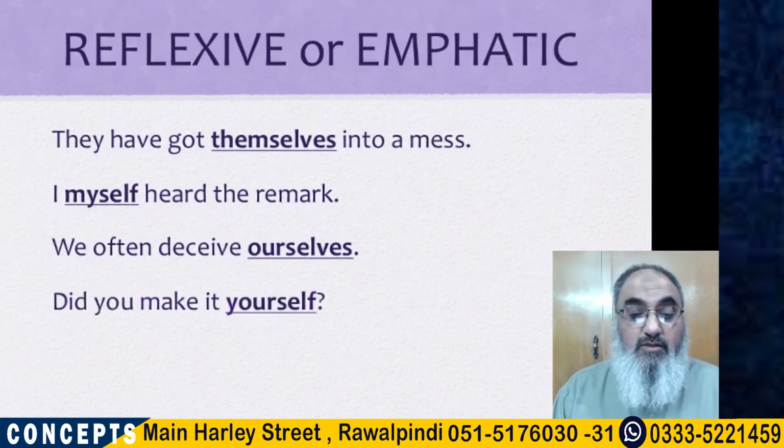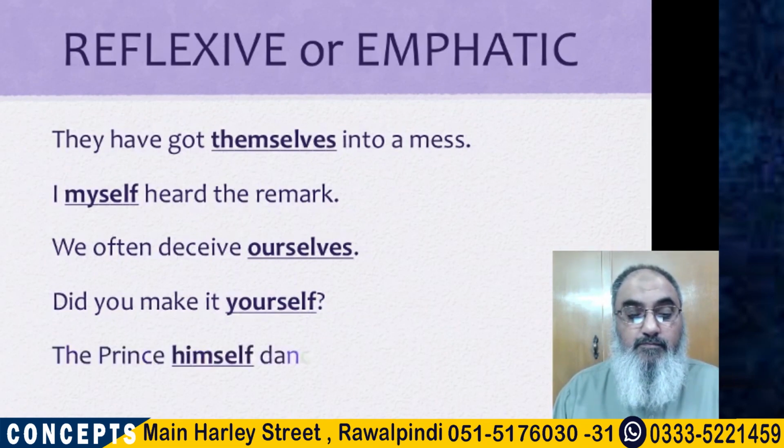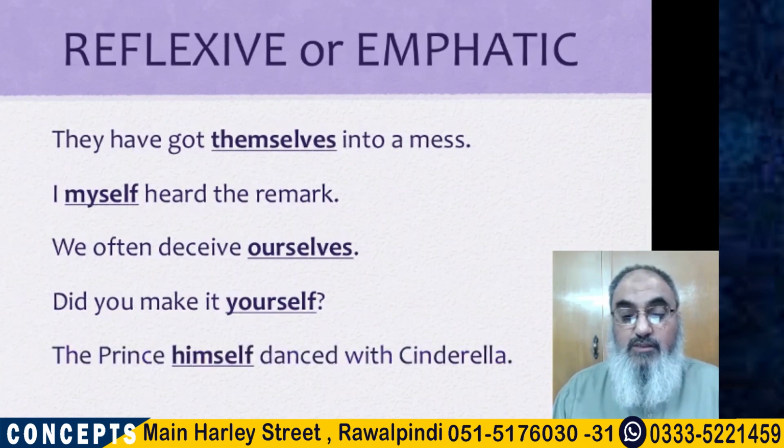Did you make it yourself? Again, what about that? Did you make it? Did you make what? The object of make is it. Yourself is only for emphasis. It is not necessary. Did you make it would be enough. So we can remove it and the sentence would still be complete. It's emphatic. The prince himself danced with Cinderella. So himself, again, because it is used after the subject, can be removed from the sentence also. It is an emphatic pronoun.